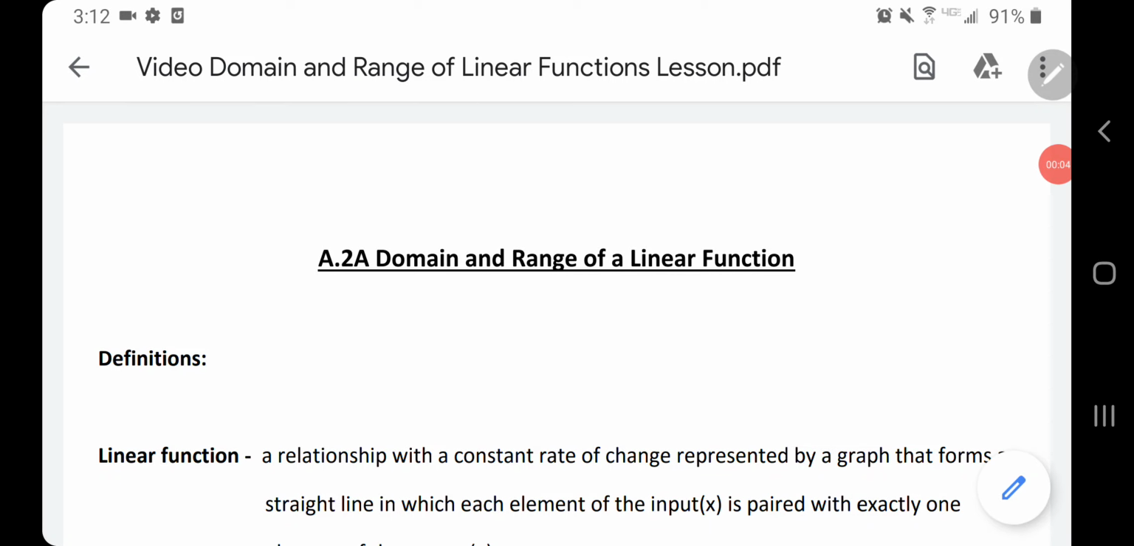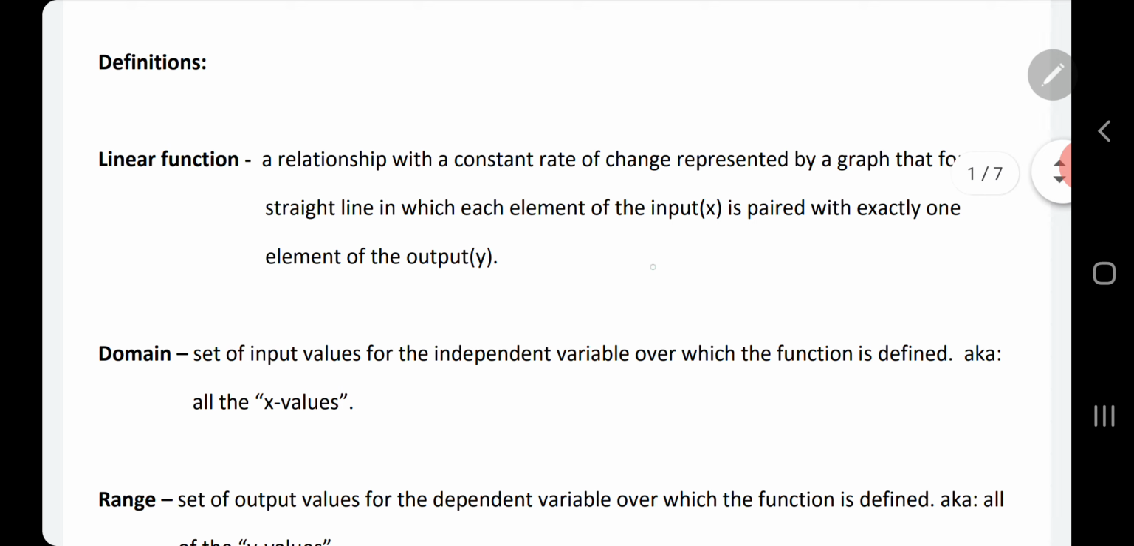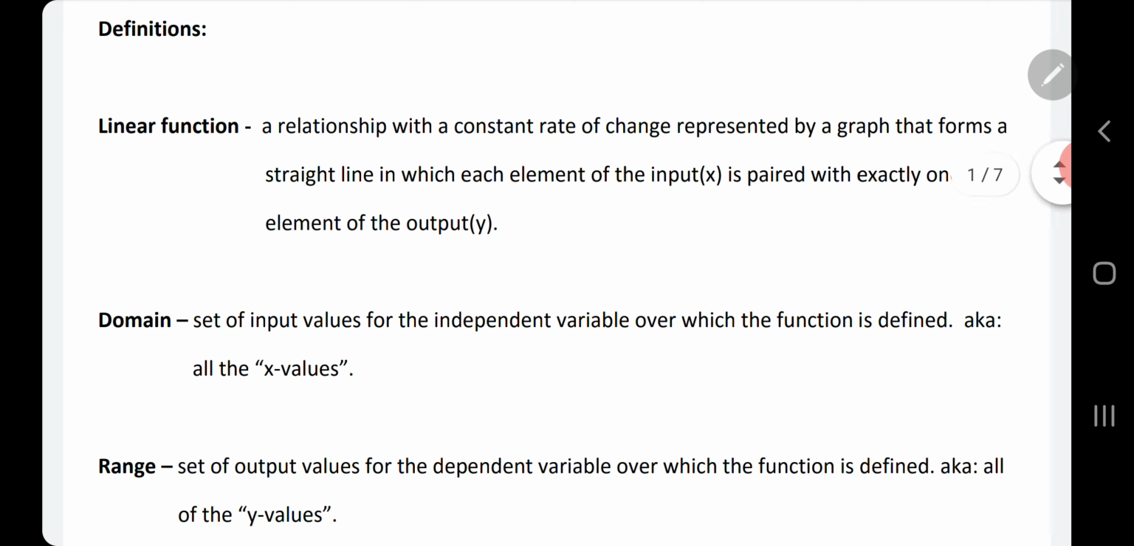In today's lesson, we'll be talking about the domain and range of a linear function. Let's look at some definitions really quickly here. It says a linear function is a relationship with a constant rate of change represented by a graph that forms a straight line in which each element of the input, x, is paired with exactly one element of the output, y. Now, they don't always have to be x and y, but typically we just use x and y to define it. It could be a and b, etc. But we usually use x and y.